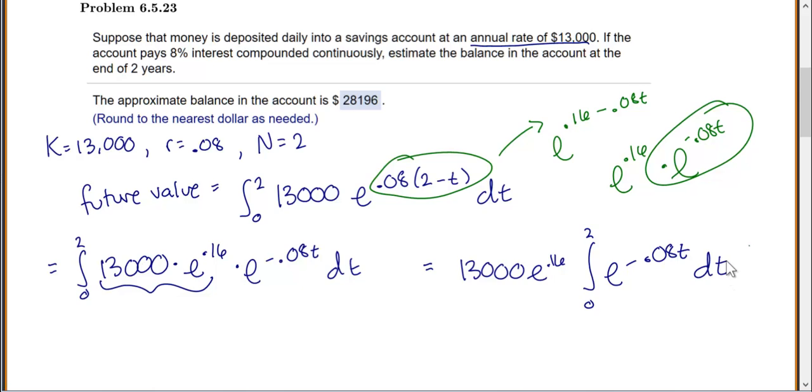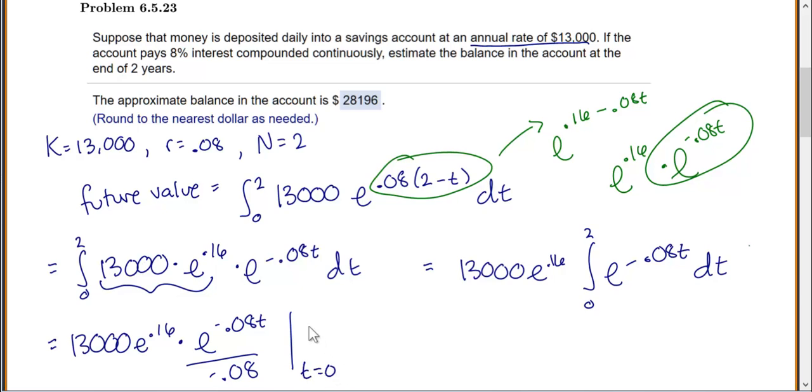So we rewrote a lot of things, used our knowledge of exponentials, but we're now down to something that you do know how to take the integral of. So we still have our 13,000 e to the 0.16, because when you just have constants here, you don't do anything to them. And then when you take the integral of e, you keep it the same, but we divide by whatever's in front of the t up there. So we're going to divide by negative 0.08, and we'll evaluate this from t equals 0 to 2.